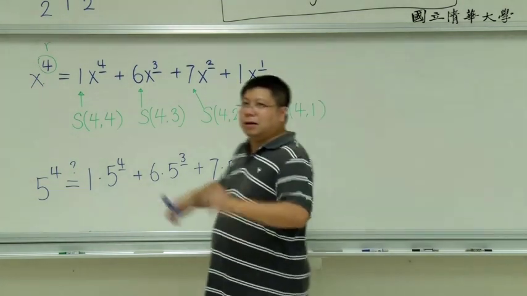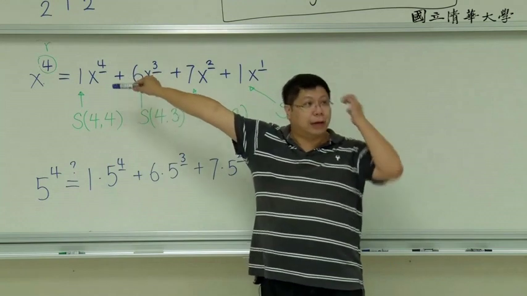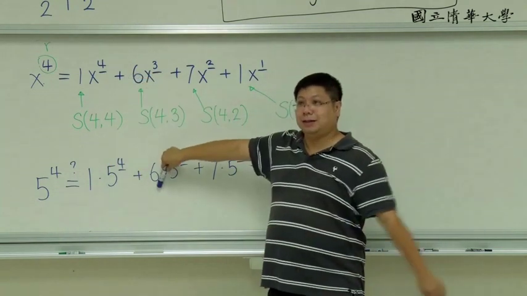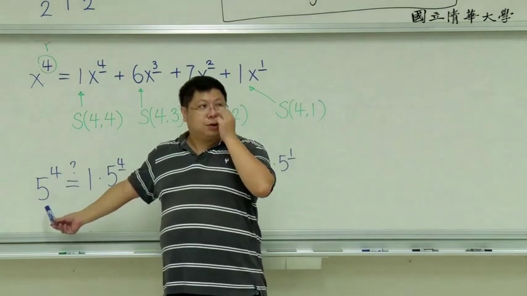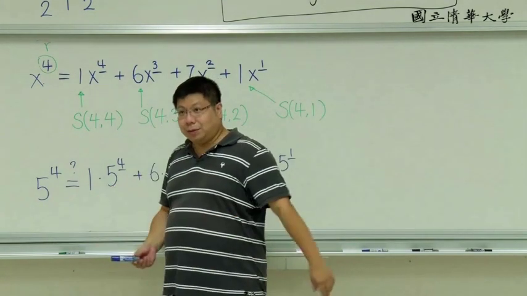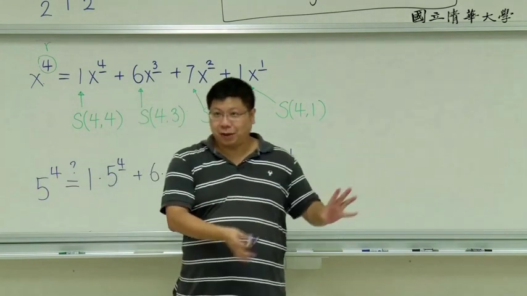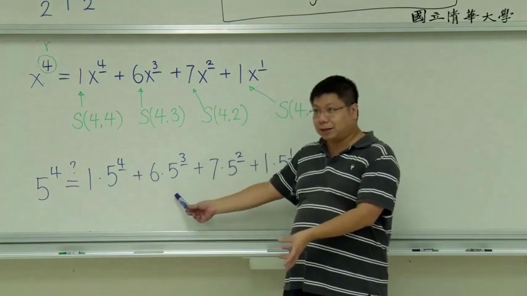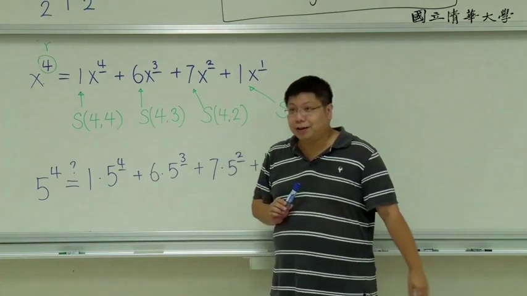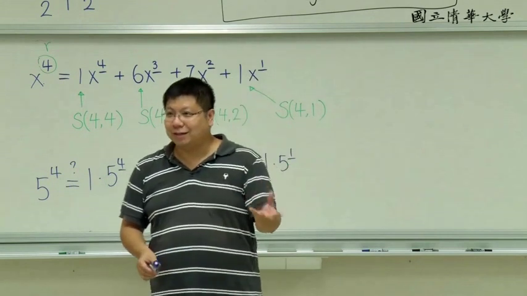So let's try to prove this. Just try, not prove for general X. We try to prove this with a combinatorial argument. Okay, so 5 to the power 4 should be counting something. This one should be counting some other thing, and so on and so forth. So naturally, what is 5 to the power 4 counting today?